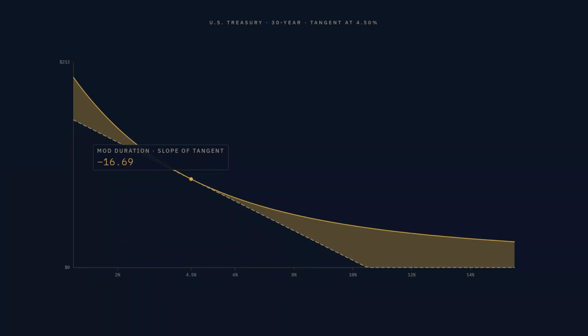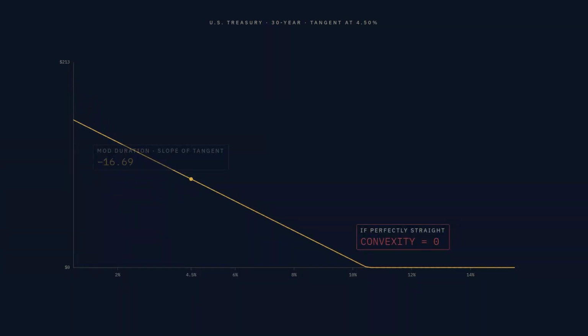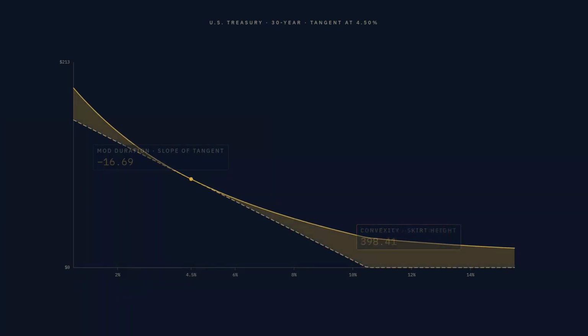right at 4.5%. Convexity, by contrast, is something genuinely different. It's the height of the parabolic skirt we just drew on top of the line. Or, equivalently, it's the number that says how fast the slope itself is changing as yield moves. If the bond's price-yield relationship were a perfectly straight line, the slope wouldn't change at all, and the bond's convexity would be exactly 0. But the relationship is a curve, not a line, and convexity is the number that captures how much the curve bends away from any tangent we draw on it.